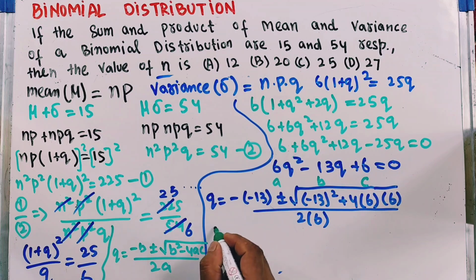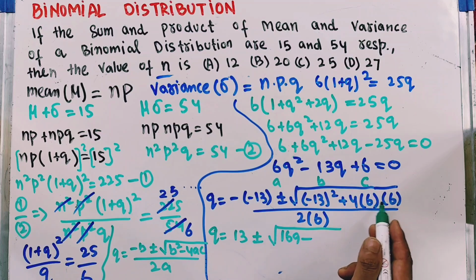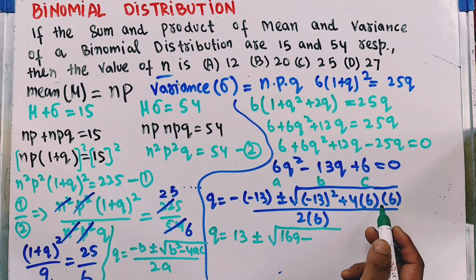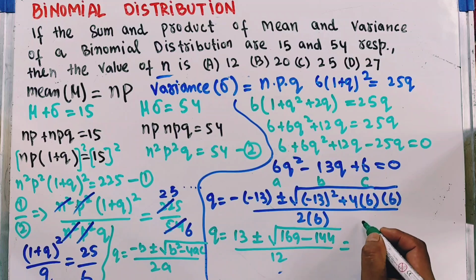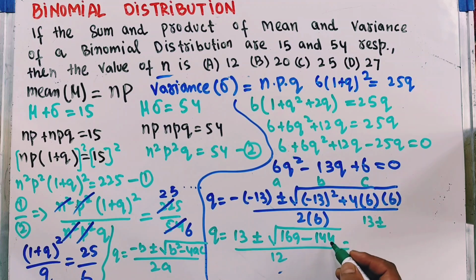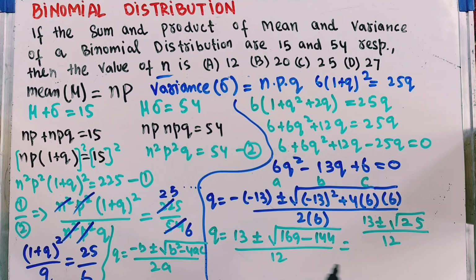Solving it, q will be equal to minus into minus is plus, so it becomes 13 plus minus square root of 13 squared, 13 13s are 169, minus 6 6s are 36, 36 into 4, this becomes 144, divided by 2 6s are 12. So it becomes 13 plus minus 11 over 12. Now, first we need to find out the value of q, then we can find out the value of p, and then we can find out the value of n.